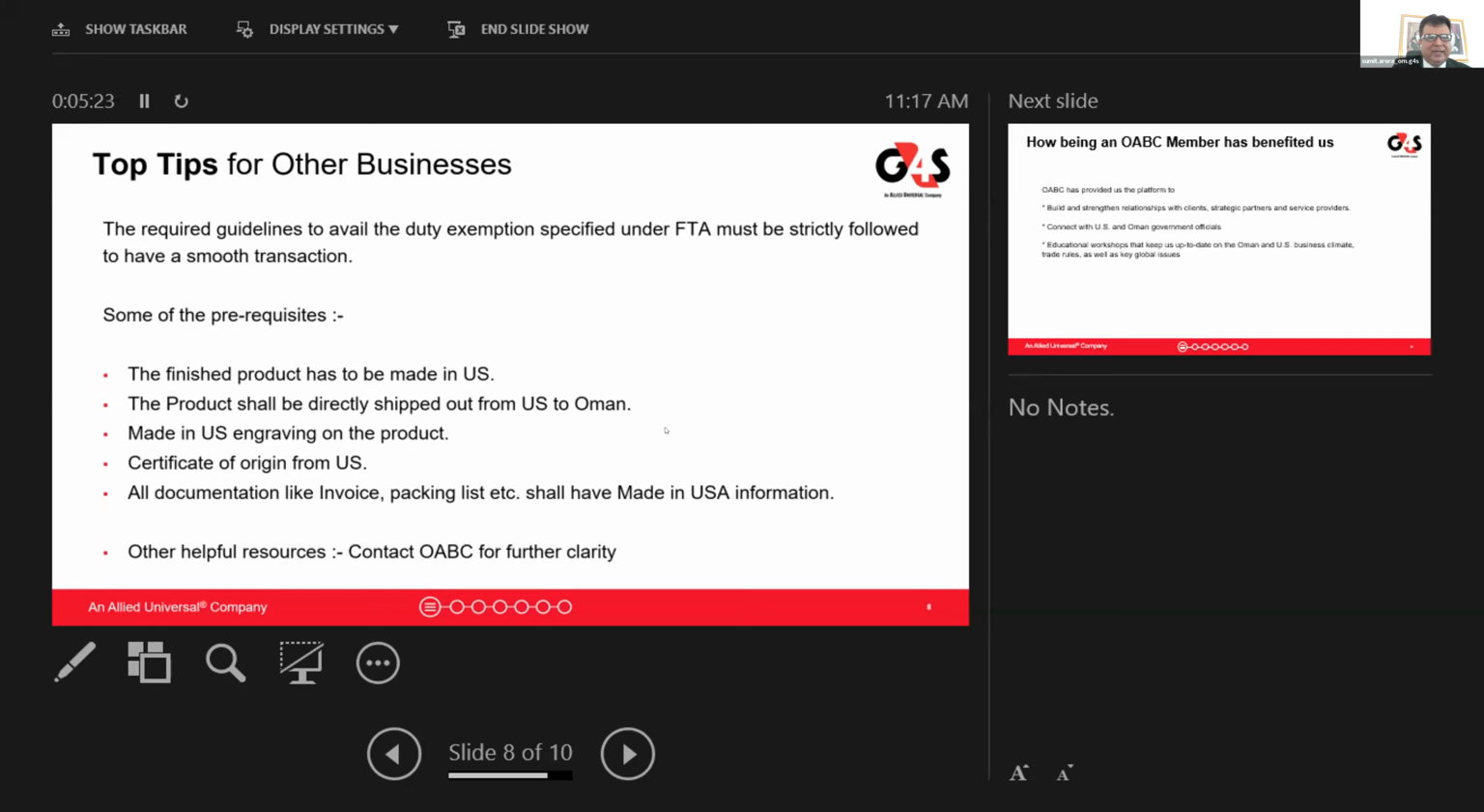And we have to have the certificate of origin for the imported goods if we want to avail this facility. And all the documentations like invoicing, packing list, etc., which generally accompany the product, must have the made in USA information. So these are the 5 main points. If we follow, we can get the 5% custom duty exemption. There are other helpful resources available online as well as with experts. And for any assistance, all the participants can contact OABC for more clarity.